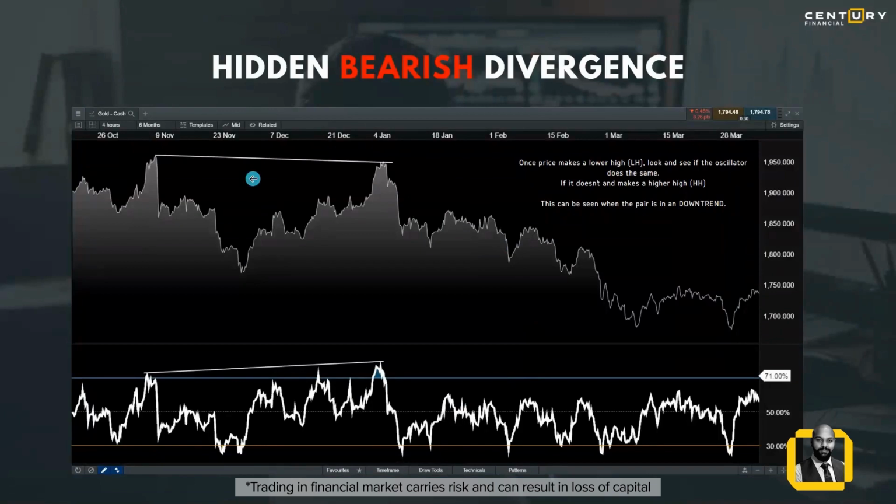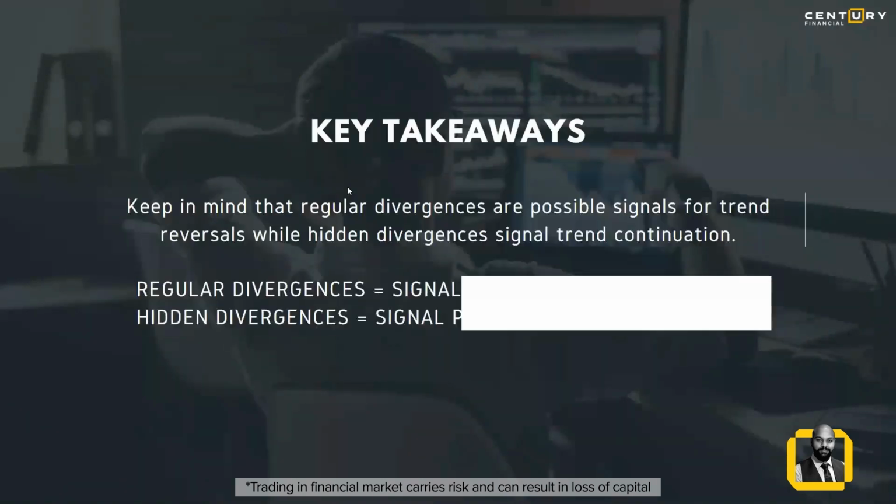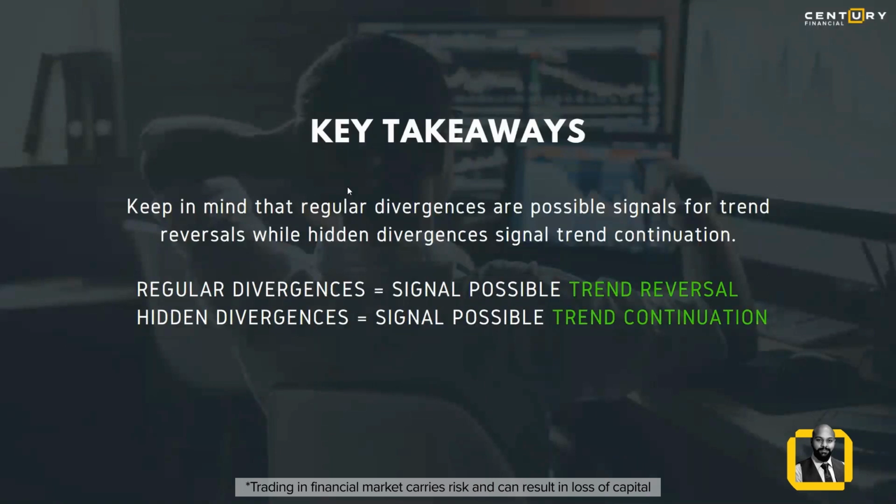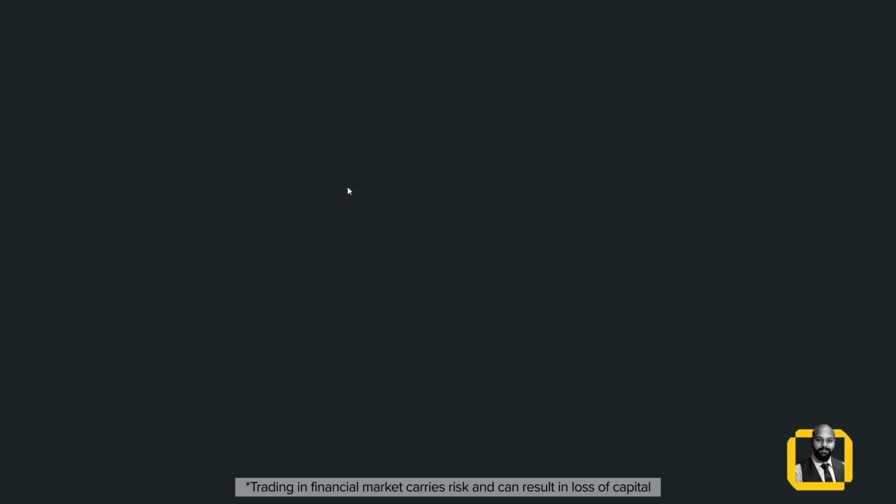How do you combine probably another technical or other analysis to get a better signal to identify opportunities in the market? Now, key takeaways, very simple again: regular divergence signals possible trend reversal, whereas hidden divergence signals possible trend continuation. Now this is the theory part of it, and we can go into the live charts, and I will share my live screen with you and show you a couple of trades purely only on RSI.